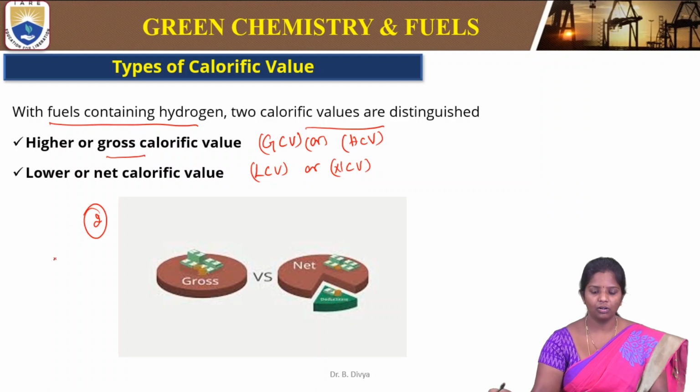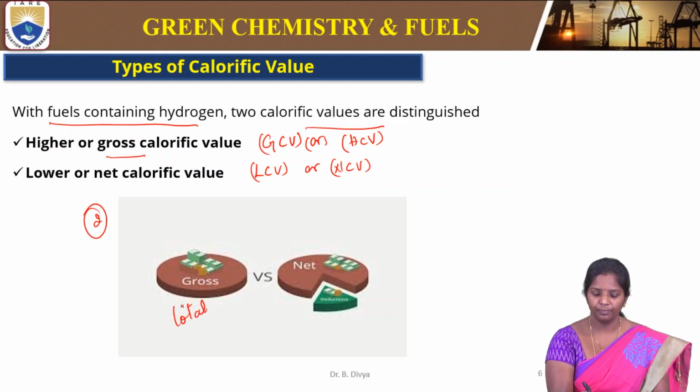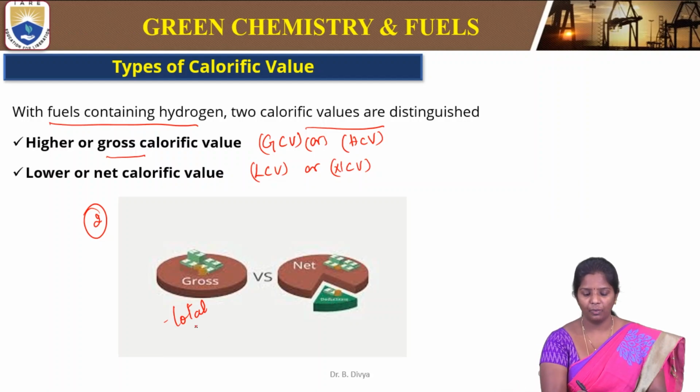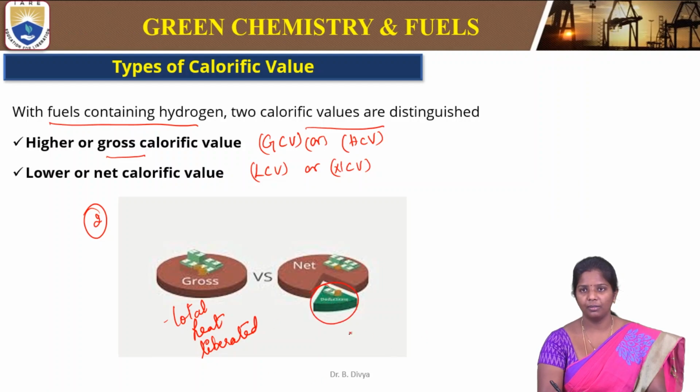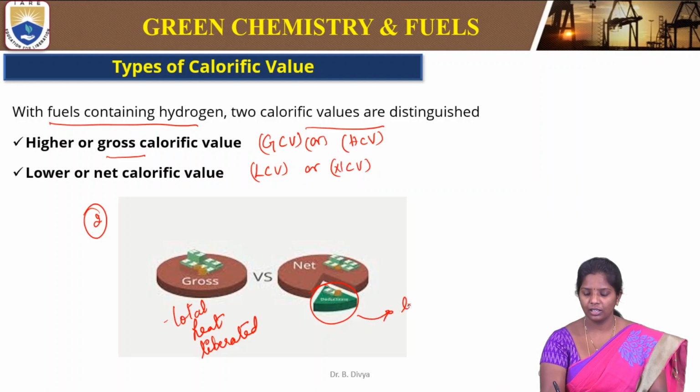So what is the gross calorific value? Gross is the total heat available, that is, the heat liberated from a fuel. Total heat that is liberated from fuel, whereas net has some deductions. For example, in money we call net pay and gross pay. So net has got some deductions. So loss. In this case, it is loss of heat in different forms.